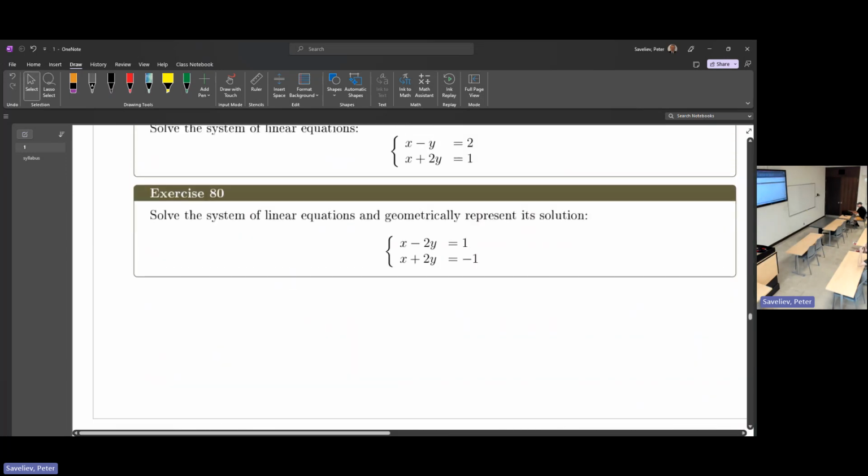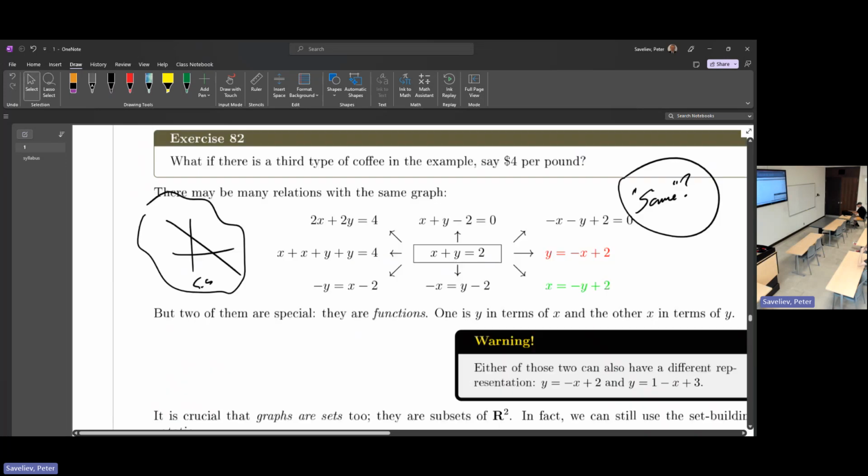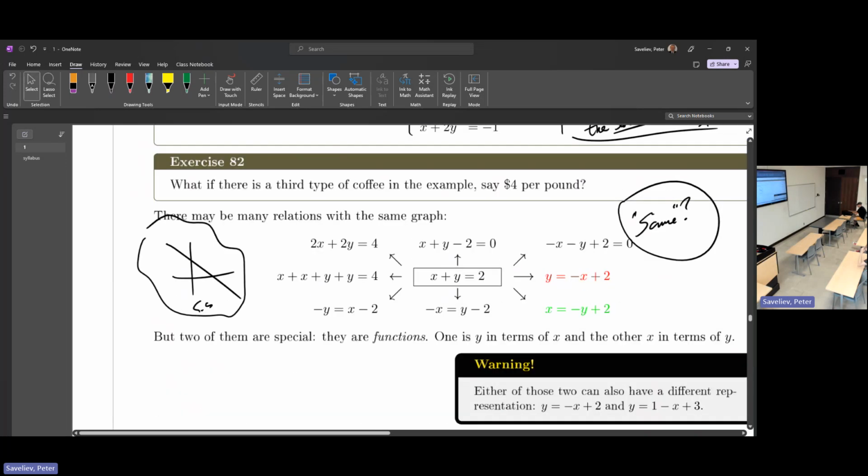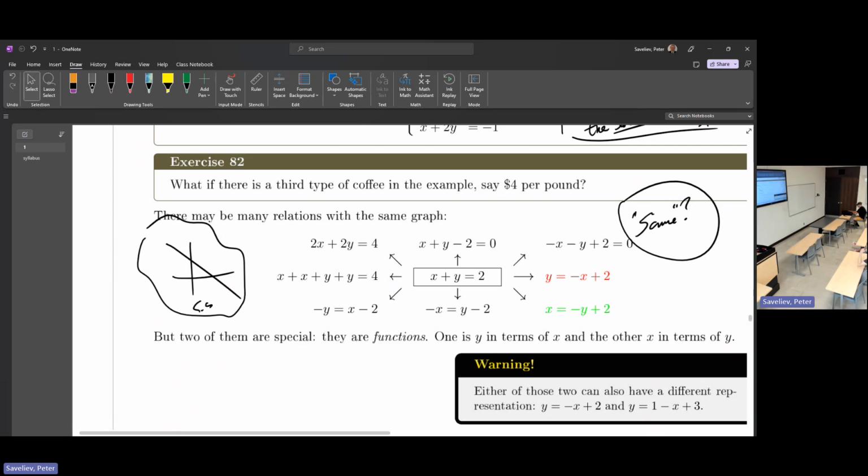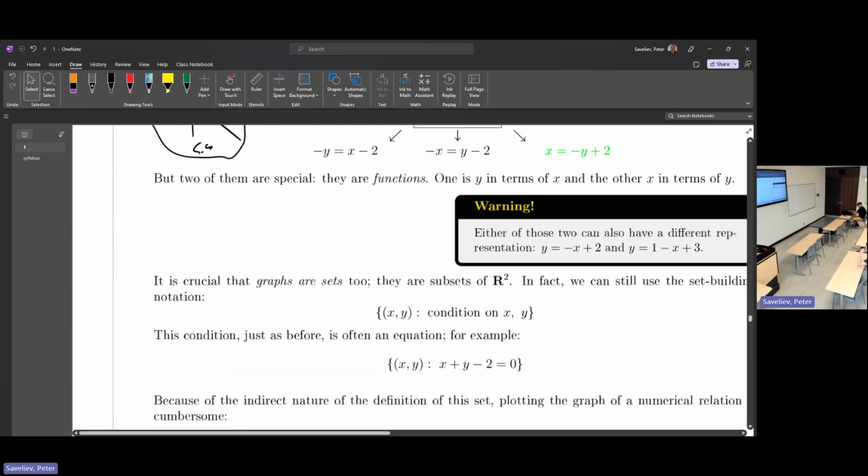Probably the easiest way to solve these equations is to solve for one of the variables, producing a function, and then plug it into the other. But if you have only one relation, then these are just still relations, the same relation, but they are now explicit.